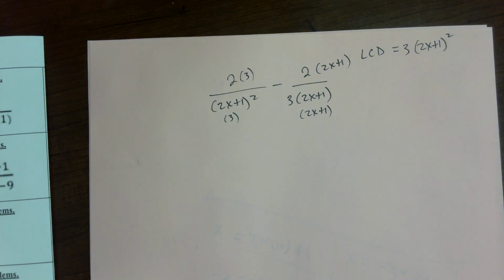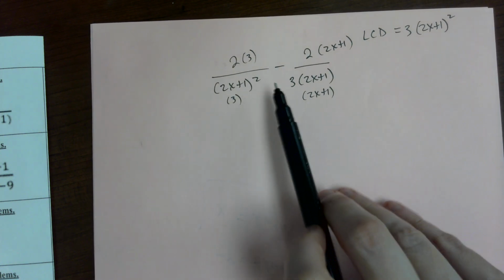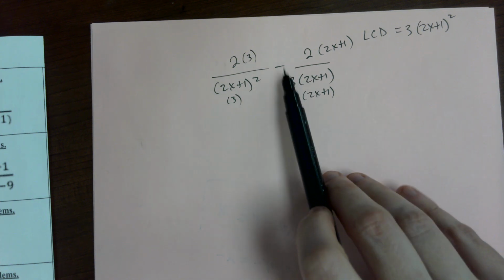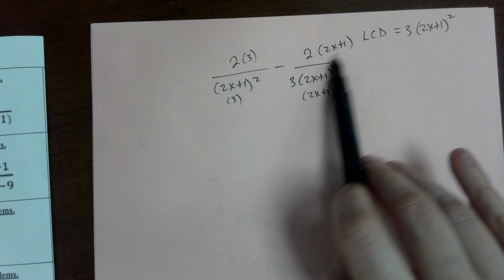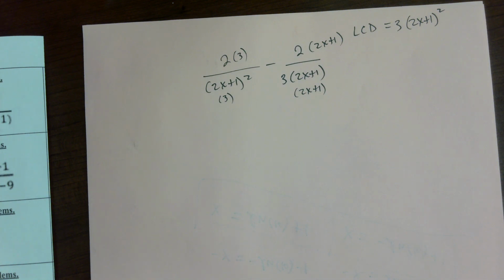Alrighty, now, all right, guys, you're going to have to be extremely careful because there's a minus. So at some point, you're going to have a binomial here, and you're going to have to distribute a negative. So let me think.